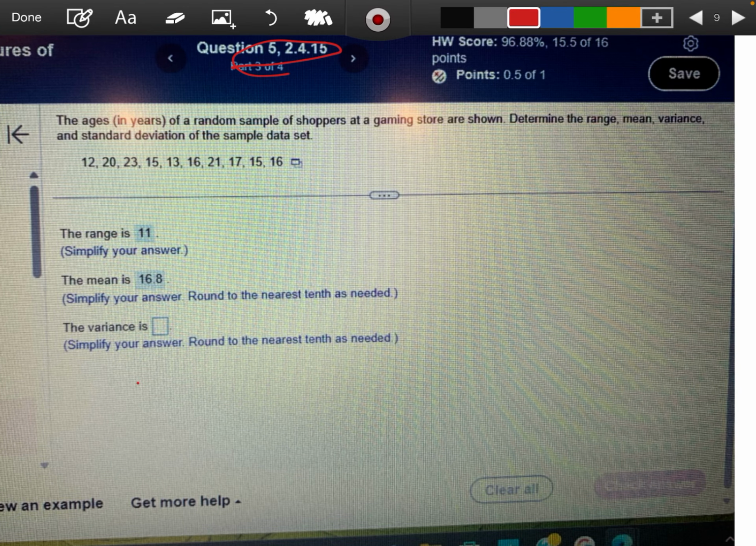All right, so y'all, this is a homework question out of 2.4. This is problem number 5. And it says the ages and range of a random sample of shop orders at a gaming store are shown. Determine the range, the mean, the variance, standard deviation of the sample set.